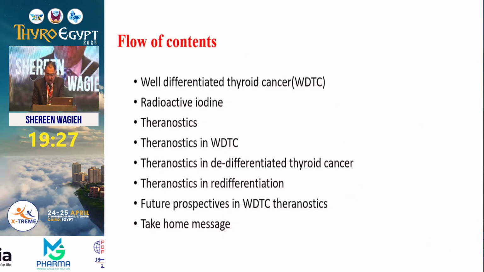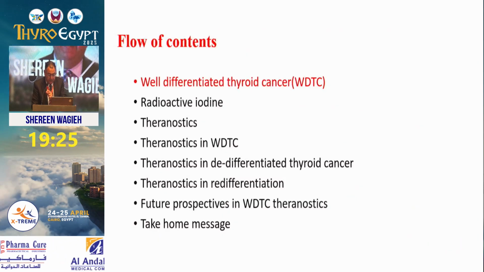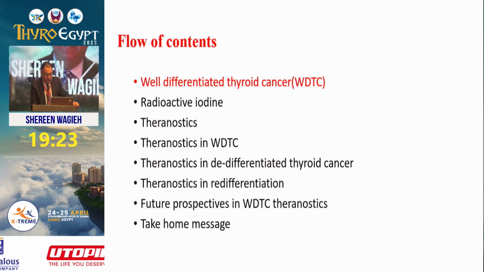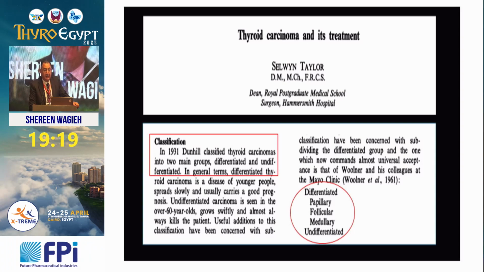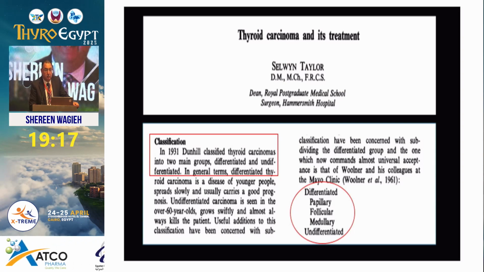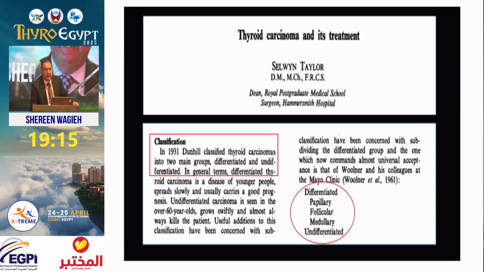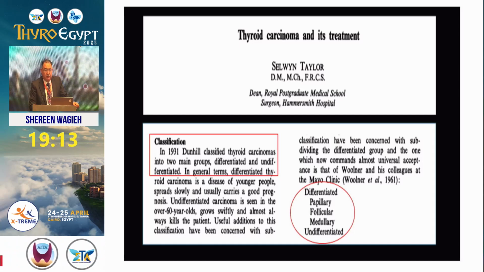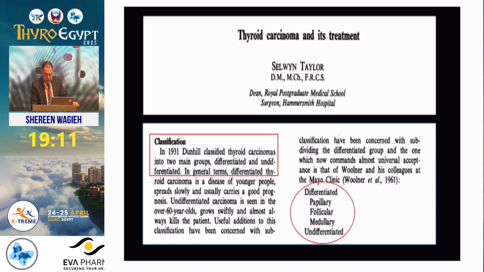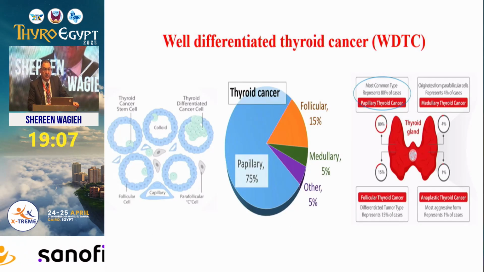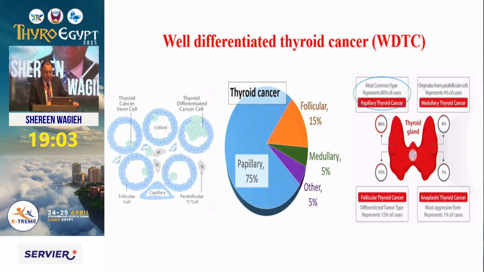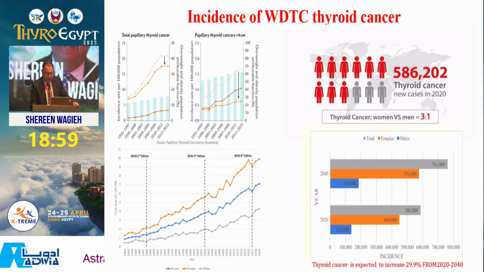This is the flow of contents of my presentation. First, well-differentiated thyroid cancer. For around 100 years, we have classified thyroid cancer into two main types, which are well-differentiated thyroid cancer and undifferentiated type. The former represents around 90% of patients with thyroid cancer. This well-differentiated thyroid cancer has two main pathological forms, which are follicular and papillary thyroid cancer. The papillary type represents around 75 to 80% of cases.